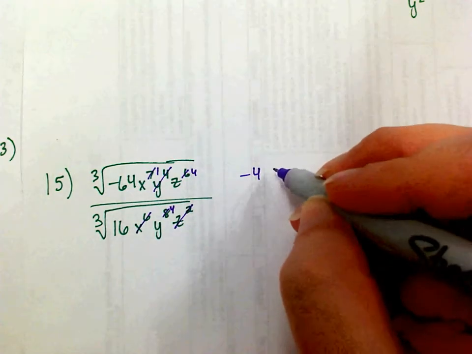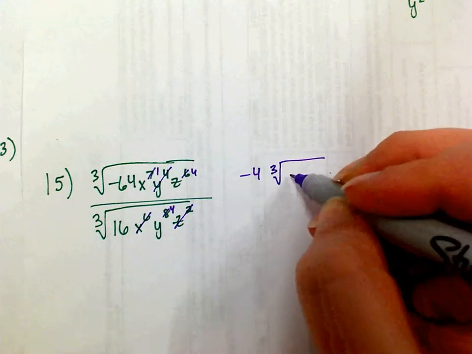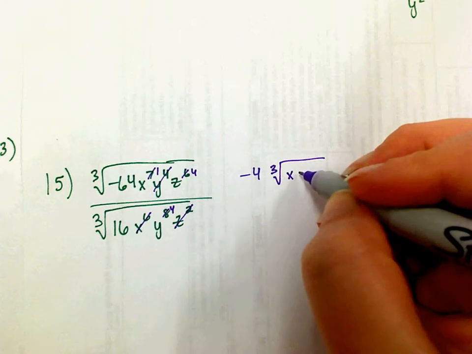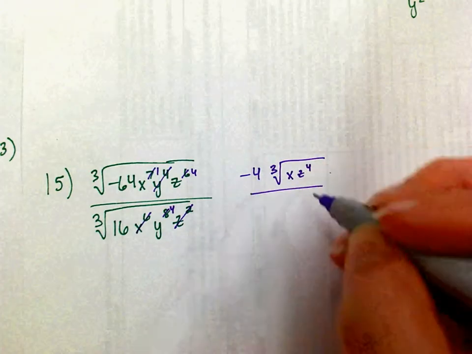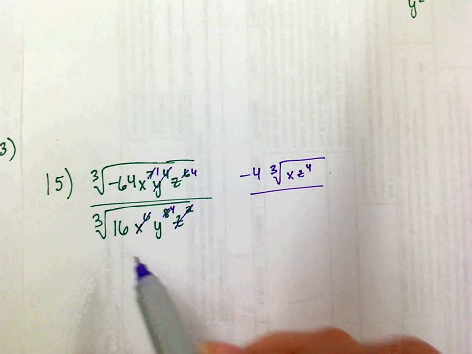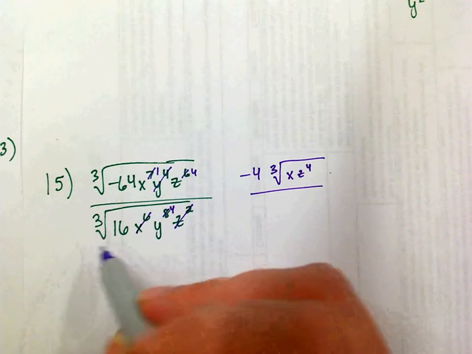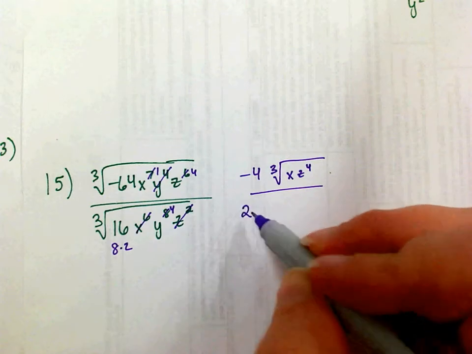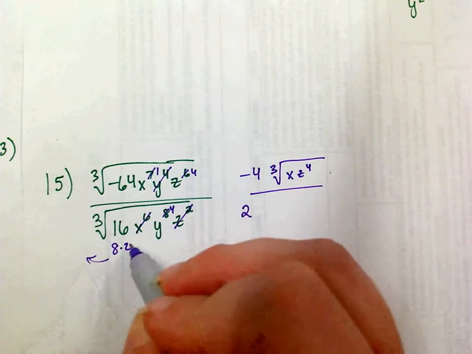So maybe you would be thinking this: the cubed root of negative 4, the cubed root of x, and then z to the fourth, over, well, down here, I don't have a cubed root of 16, but I do have a cubed root of 8. So I could say the cubed root of 8 is 2, so I put 2 on the outside, and then that 2 stays on the inside.